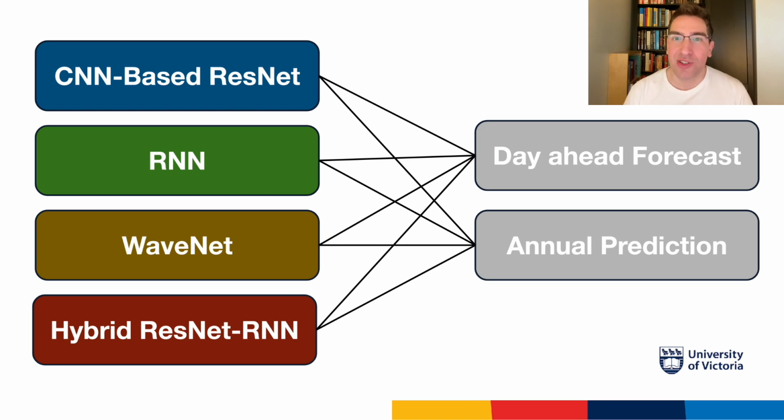4 neural net architectures are considered in the research. The first one is a convolutional neural net in a residual neural net architecture. Next, we have a recurrent neural network. Next, we have a temporal dilated convolutional neural network. In the literature and this presentation, it's just shortened to WaveNet. And lastly, we consider a hybrid net, which is a blend of a ResNet and an RNN. These are studied under 2 different types of prediction conditions. The first one is a short-term, high-resolution forecast, and the other one is an annual aggregated prediction.